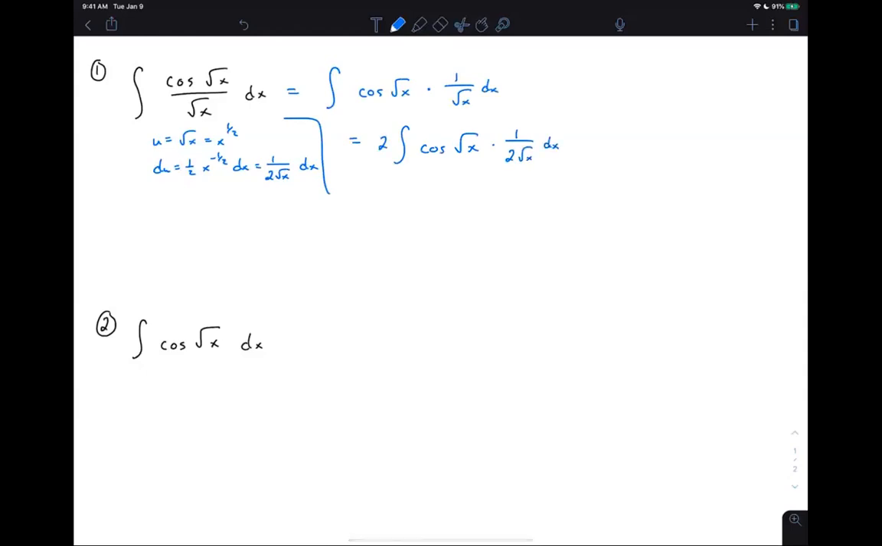But in order to do that, what I've really done is multiplied by 1/2. So then outside I multiplied by 2 in order to kind of cancel that out. Does that make sense, everybody? All right, and so then I get 2 integral cosine u du, which then is 2 sine u plus c, and that's 2 sine of the square root of x plus c.